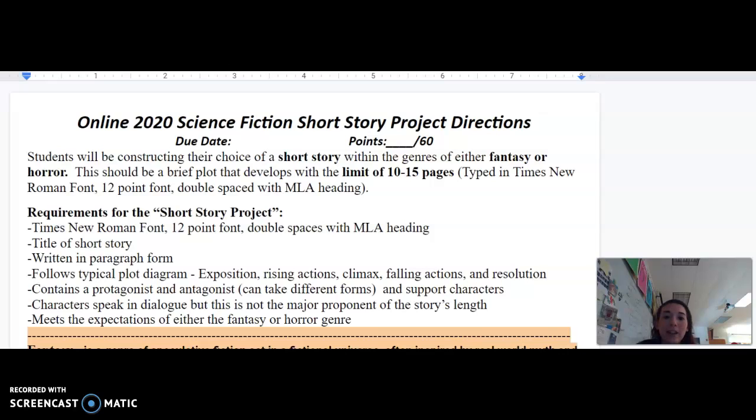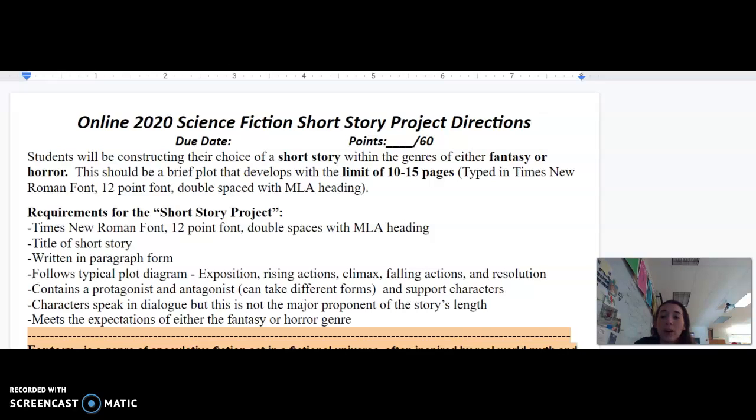Characters speak in dialogue, but this is not the major proponent of the story's length. So as you saw with most of our short stories, characters talk to each other throughout the story. There's more than one character within them. But that is not the entirety of the length of the story. So there are other elements that move the plot along. So for this choice of your project, you essentially are creating your own short story within the genre of either fantasy or horror.